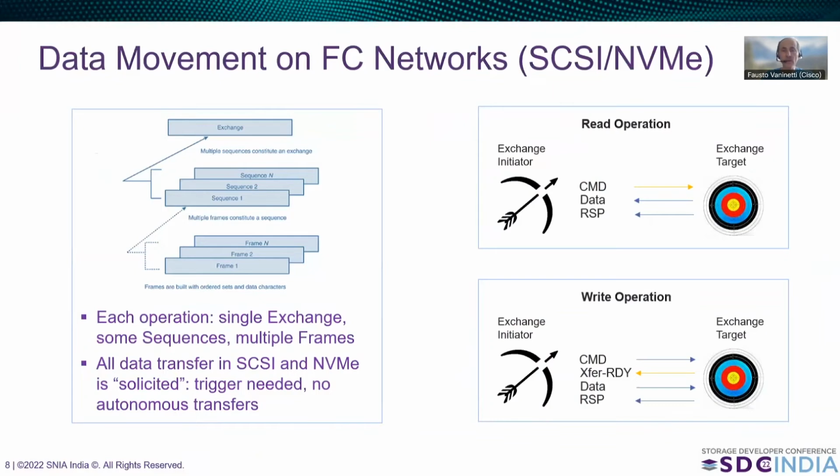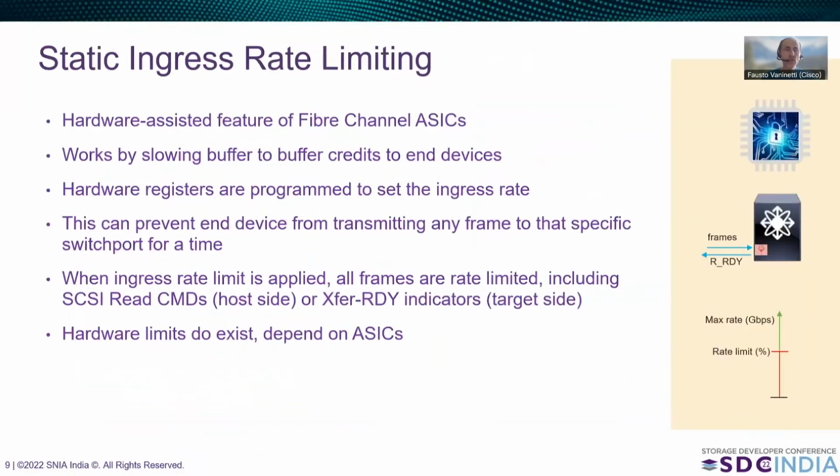Now, the trigger could be a SCSI read command, or for writes it would be a transfer ready. So independently from what your specific trigger is, you need a trigger before data starts moving and crossing the network. The second concept I want to introduce is static ingress rate limiting.